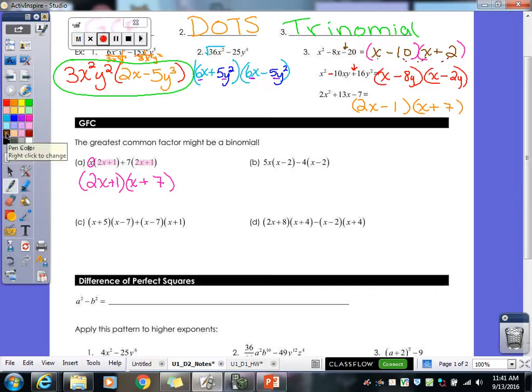What's our GCF for choice B? Very good, x minus 2. So I put my GCF first. Inside my other parenthesis would be my 5x and then my minus 4.